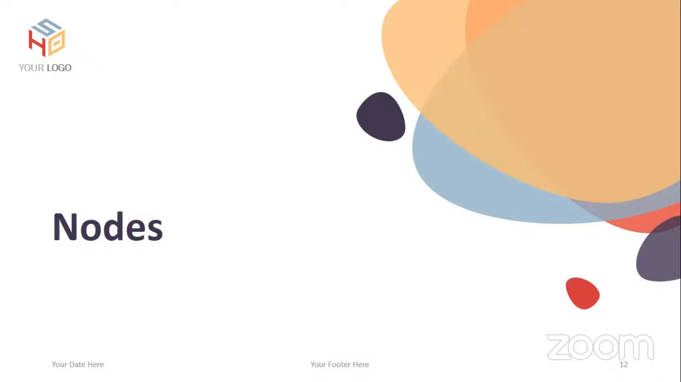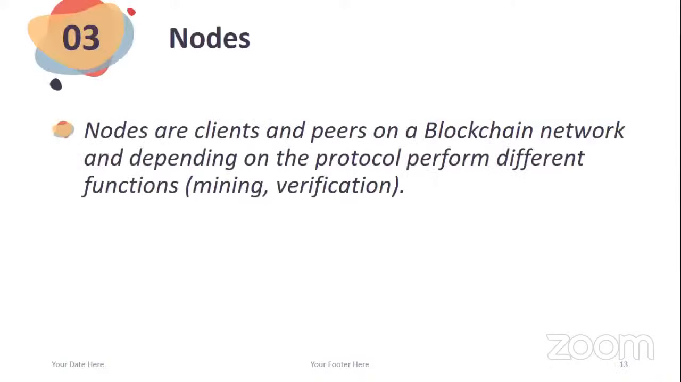So the miners get rewarded with the native cryptocurrency of that network. An example would be Ethereum. If you mine an Ethereum block, you get an Ethereum reward. That's compensation for the effort spent by the miner in verifying accounts and transactions, and in solving the complex mathematical problem related to creating a block. So nodes are clients and peers on a blockchain network, and depending on the protocol, perform different functions: mining, verification, record reading, and the like.